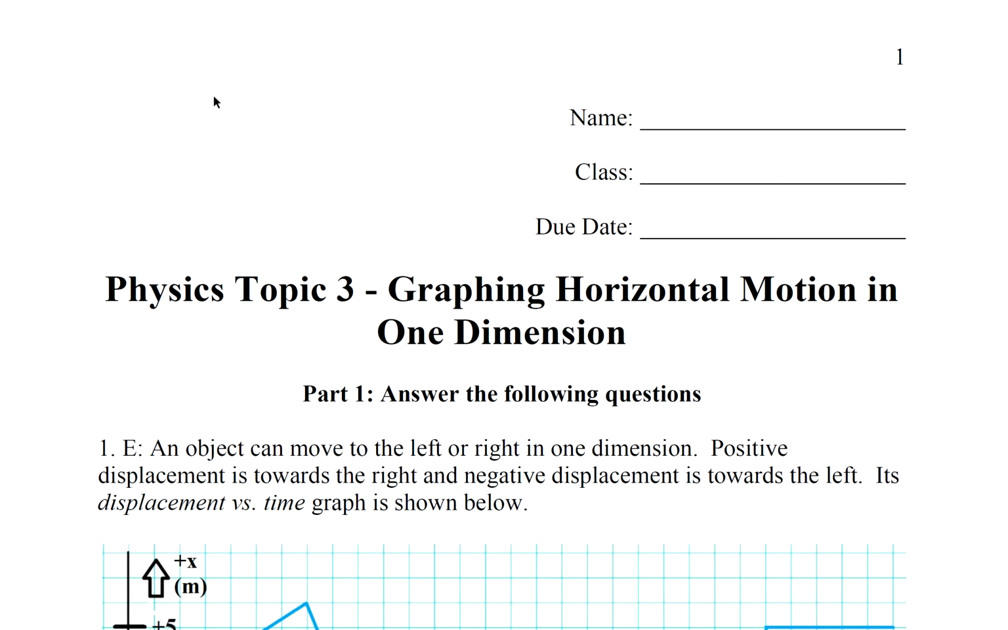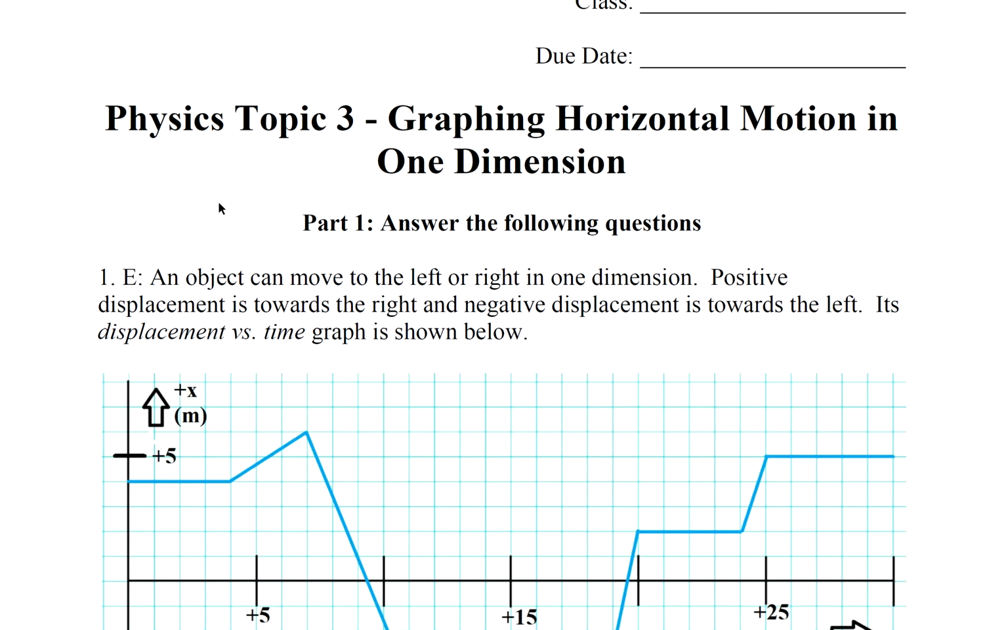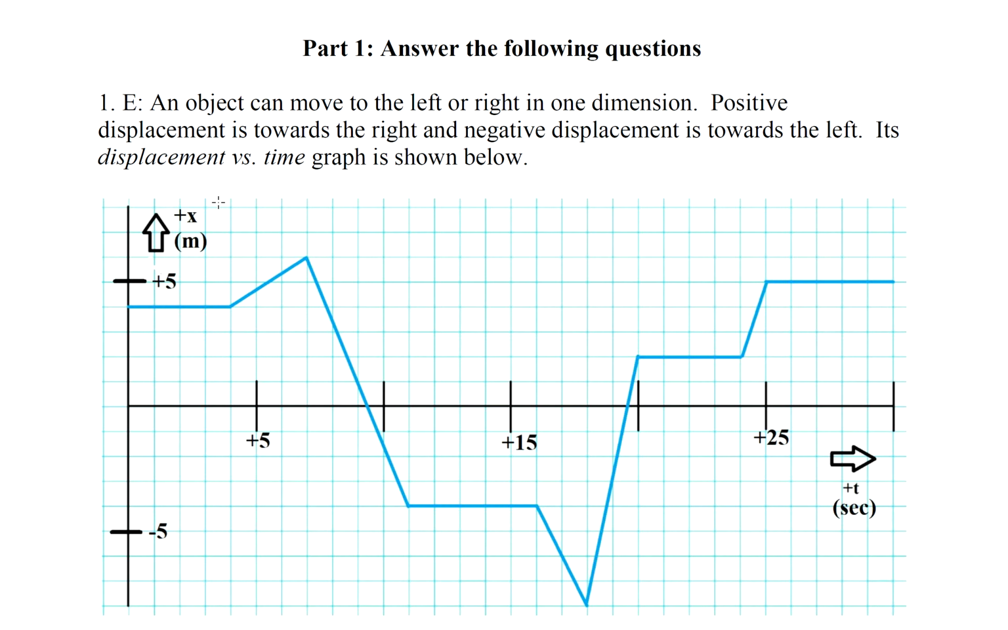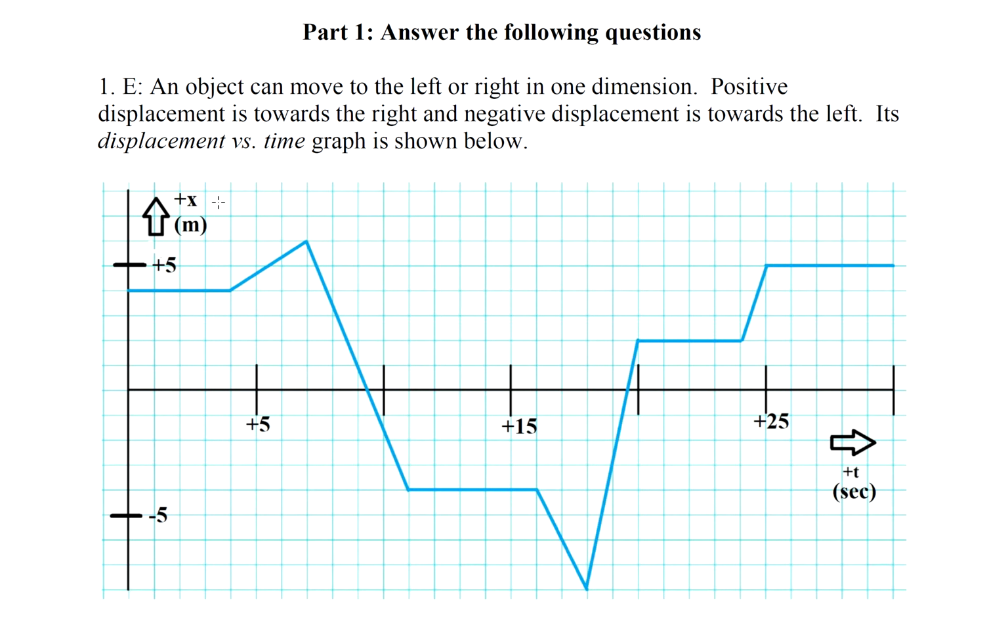This video is on graphing horizontal motion in one dimension. Question 1. An object can move to the left or right in one dimension. Positive displacement is towards the right and negative displacement is towards the left. Its displacement versus time graph is shown below.